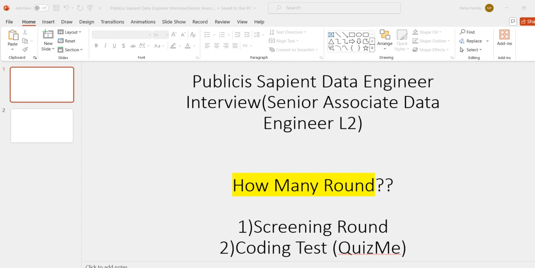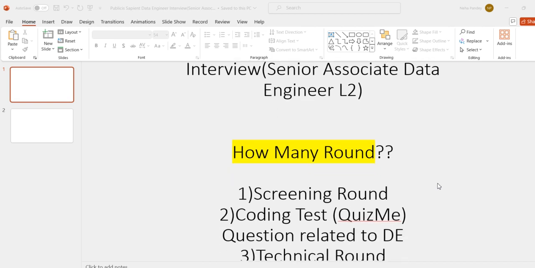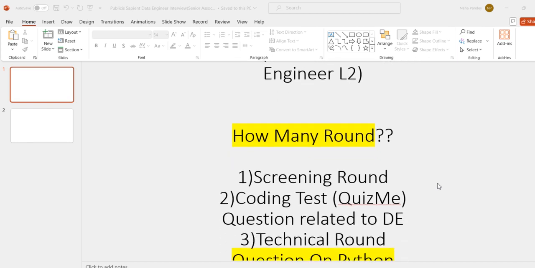So in Publicis Sapient, how many rounds are there? There are a total of 4 rounds. The first round was the screening round, second was the coding test, third was the technical round, and fourth was the techno-managerial, you can say HR round. In the screening round, it is not much technical.